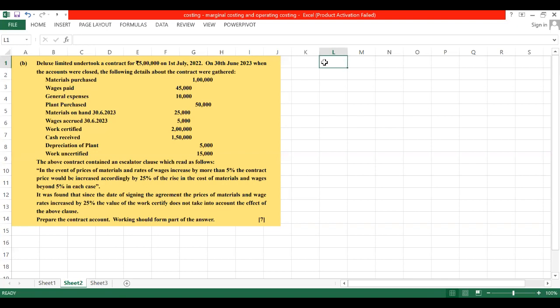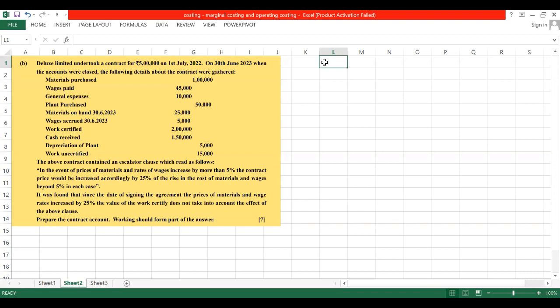Hi everyone. So today we are going to take a question on contract costing. Generally, for the exam with respect to contract costing, you will be asked to prepare a contract account and calculate the notional profit and the profit that will be charged to your P&L account. One important aspect in contract costing is the escalation clause.